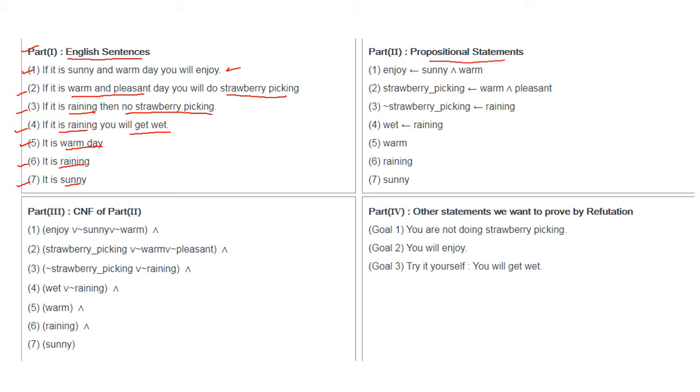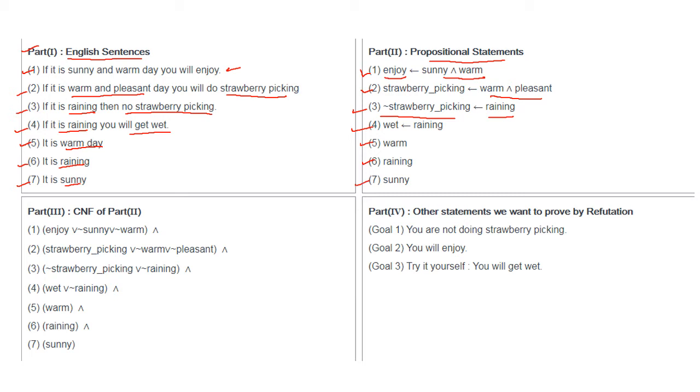The first statement will be converted into, if it is sunny and warm, then you will enjoy. And second statement, if it is warm and pleasant, then you will do strawberry picking. And third one, not strawberry picking implies raining. That is, if it is raining, then not strawberry picking. And if it is raining, then wet. Raining implies wet. And fifth one, warm. Sixth one, raining. And seventh one, sunny.